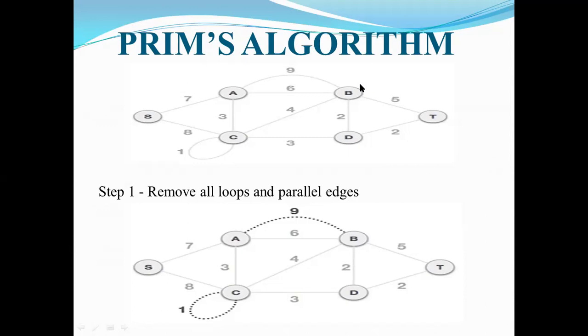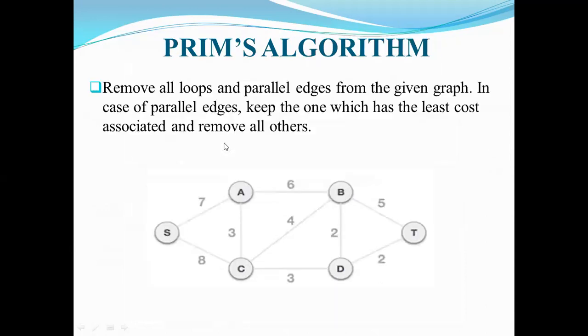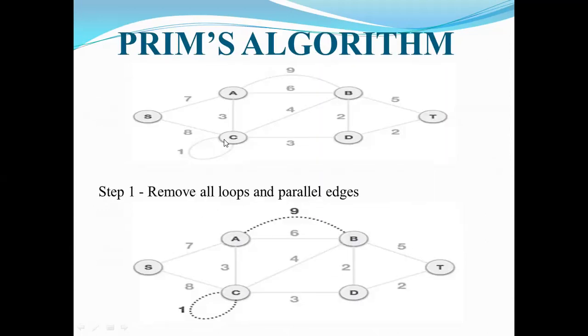We must not contain those types of edges. We should contain only one edge between 2 vertices, and that too the minimum cost edge. Whenever parallel edges are there, we must remove parallel edges, and we must remove cycles. See here, C is having a cycle. Then remove this cycle, and A has 2 parallel edges. You must remove 1 parallel edge, the particular edge containing maximum weight.